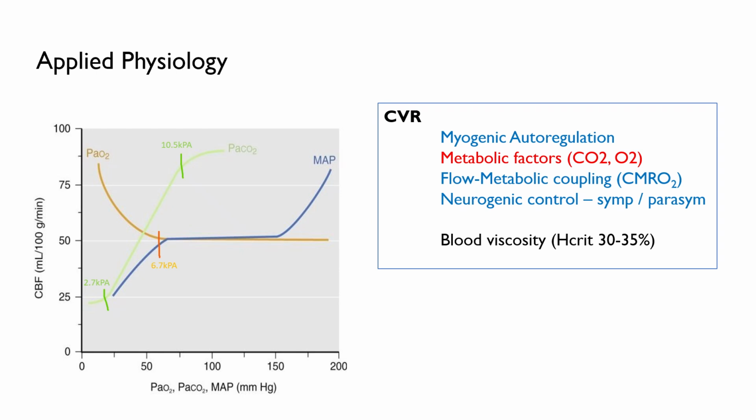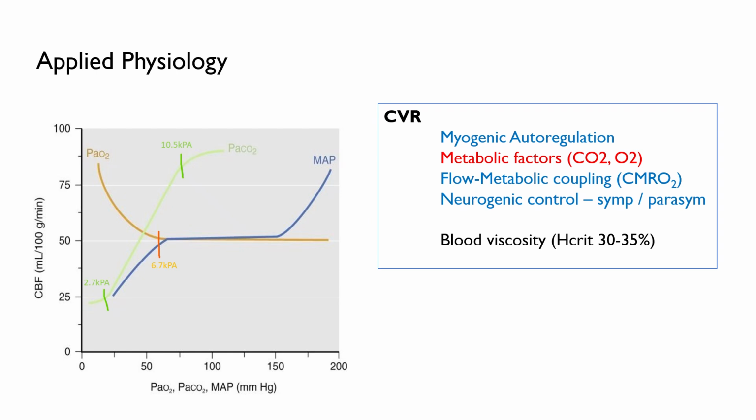There is maximal vasodilatation at that upper end, so a PaCO2 of 10.5, where blood flow is nearly doubled. It's maximal vasoconstriction at 2.7, and at this level, cerebral ischemia is a possibility because of that vasoconstriction.